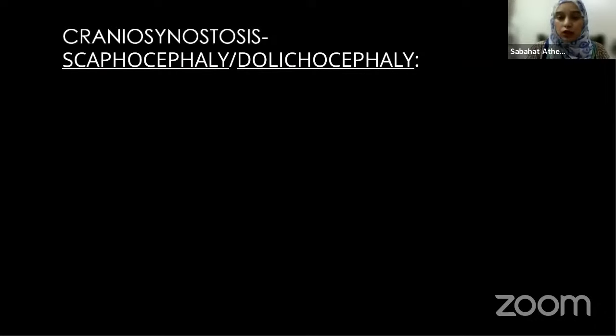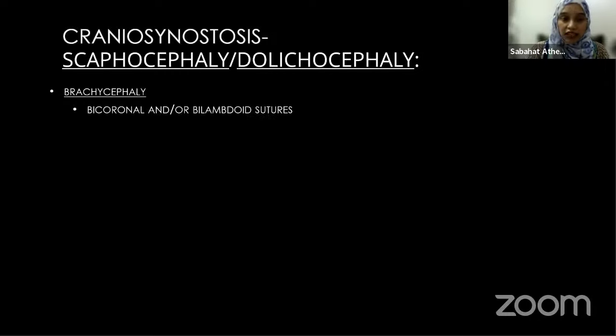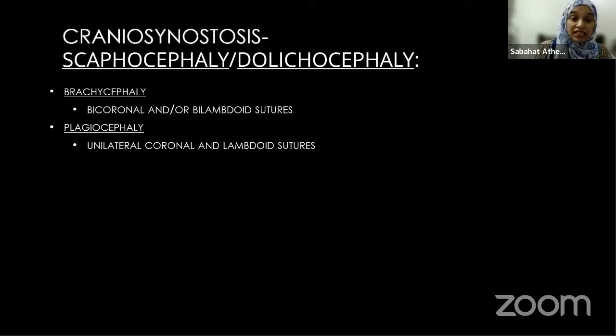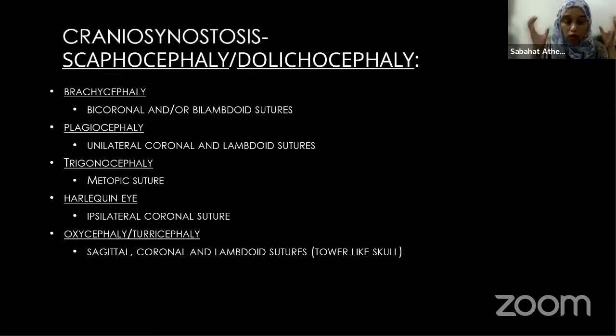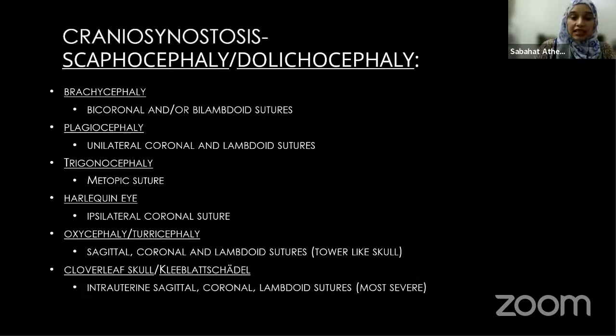So just a few quizzes. Once you have a craniosynostosis, you should know what the other synostoses are, okay? So what do you think brachycephaly is? I'll wait for a few seconds, otherwise we'll go ahead. Okay, let me proceed. It's when we have the fusion of the bicoronal or bilambdoid sutures. That is brachycephaly. Plagiocephaly is when you have unicoronal or lambdoid suture fusion, like a flat skull on one side. Trigonocephaly is when there is metopic suture fusion. Harlequin eye is when you have an ipsilateral coronal suture fusion. Oxycephaly or tower skull is when you have sagittal, coronal, lambdoid, all of them fused. And the severest is the cloverleaf skull, when intrauterine there is fusion of all the sutures. So this is the most severe, okay?